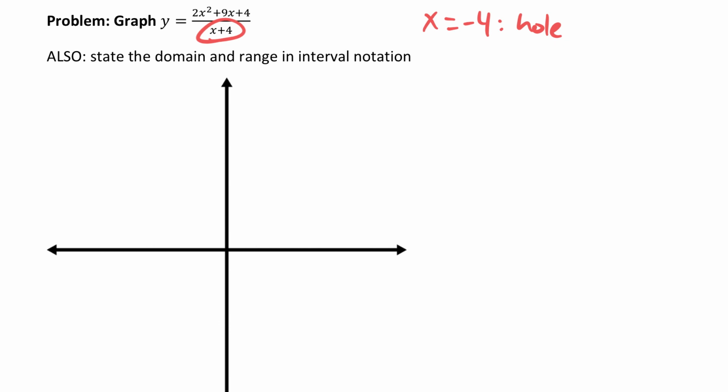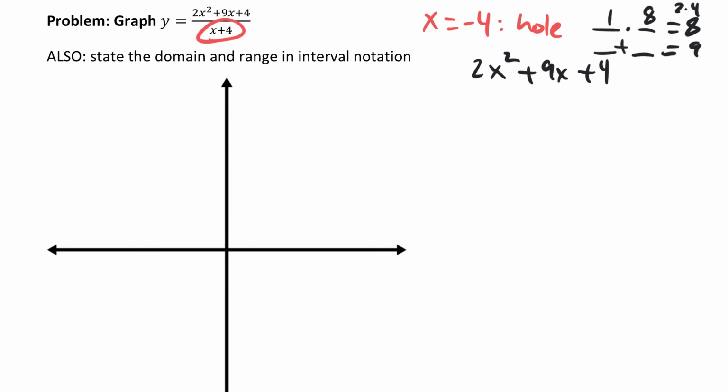Okay, so whether you do synthetic or you do factoring, just to change it up, I'm going to do a little bit of factoring here for us. Good practice. So this is going to factor, we could do group factoring. So we're looking for two numbers that multiply to give 8 and add to give 9. So I'm thinking maybe 1 and 8. So we get 2x squared plus x plus 8x plus 4.